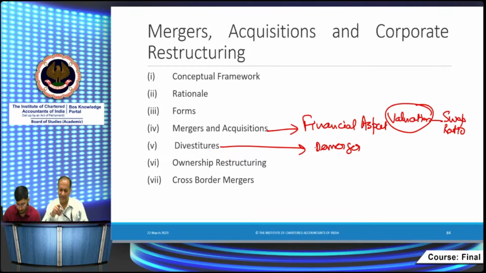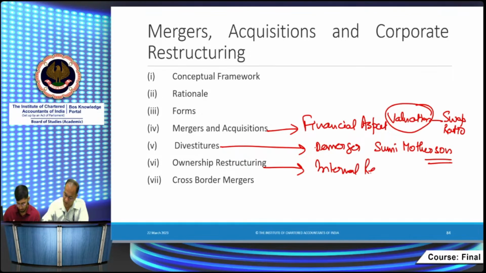Recently, I think somewhere around May 2022, I gave one example in a class about Samvardhana Motherson. Demerger news was there because they wanted to concentrate on one of their businesses. Then there is ownership restructuring, called internal reconstruction, which is normally covered in your financial reporting paper. For cross-border mergers, numerical and theoretical questions are normally asked when you cross borders. It involves one aspect, and that is foreign exchange risk.